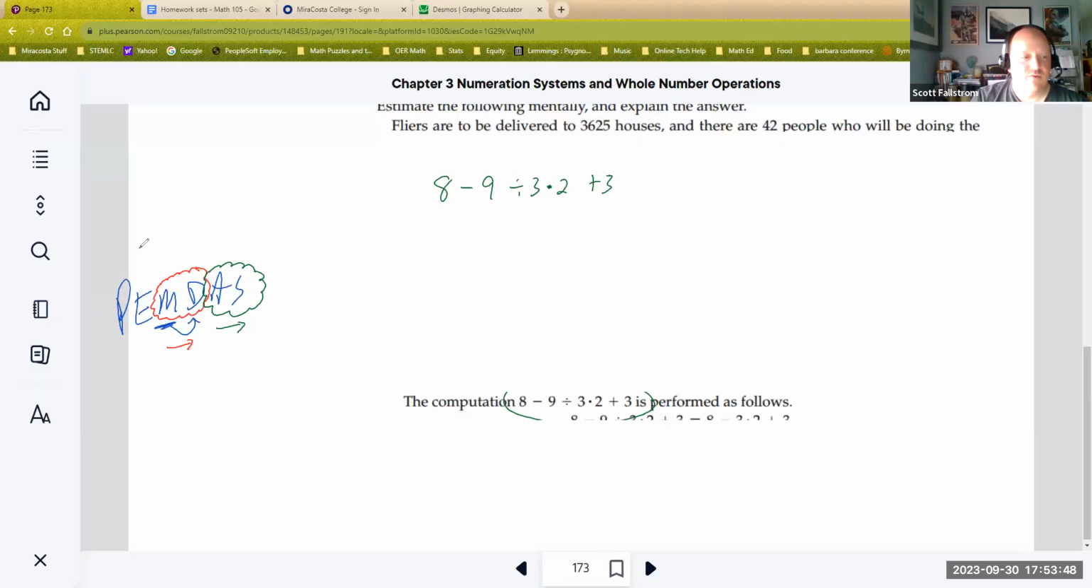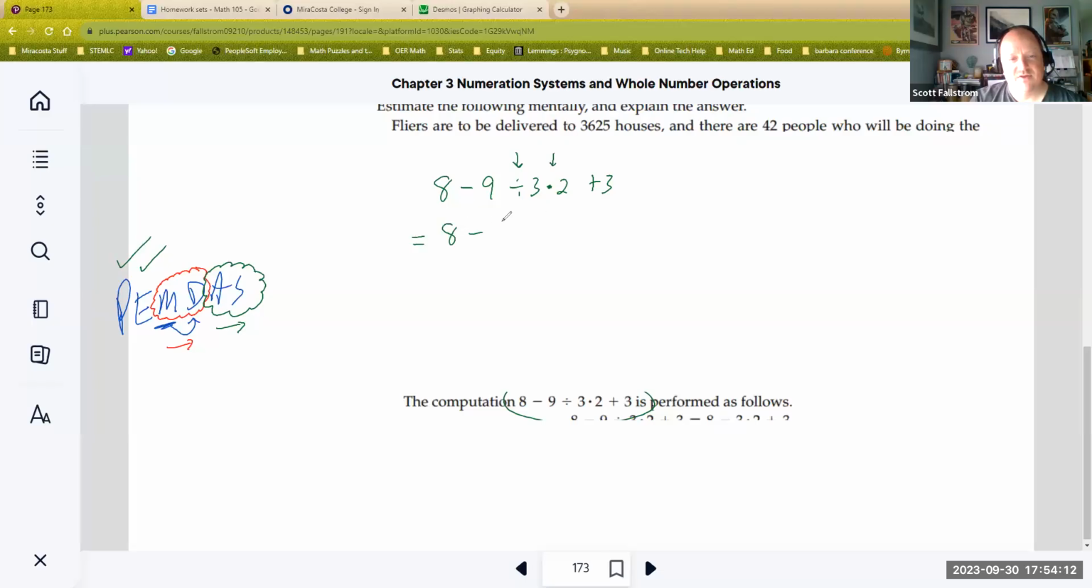Plus 3. If you were just reading this, parentheses, none, exponents, none. If you just read it from left to right, you really might think multiplication comes first. And so you would do 3 times 2 to get 6. And that is not the proper way. So the first thing I would do is I'd go through and I'd say multiplication and division. I do have some of those. I'd flag those down. There's multiplication and division. I do them in order from left to right.